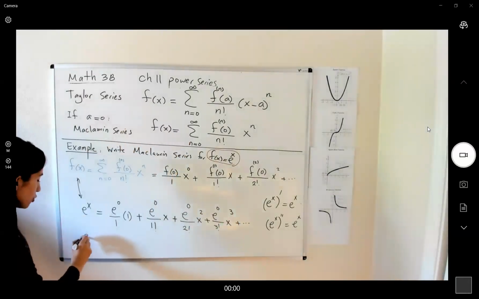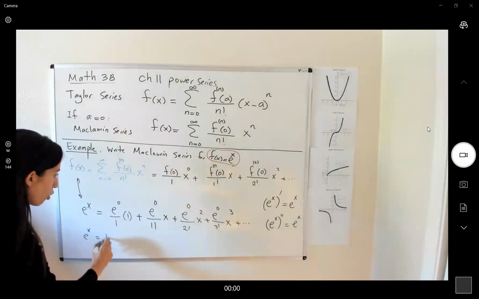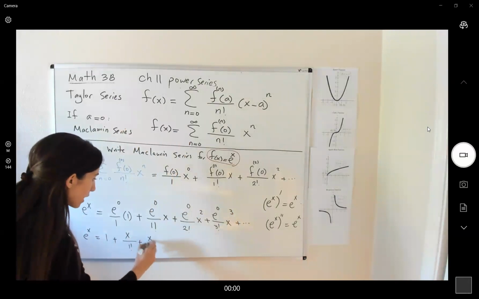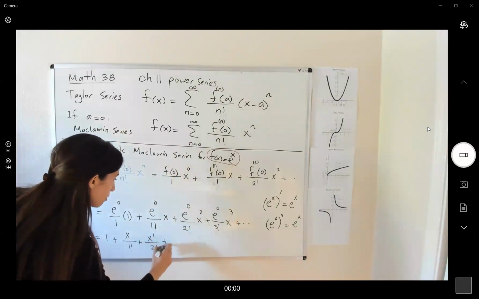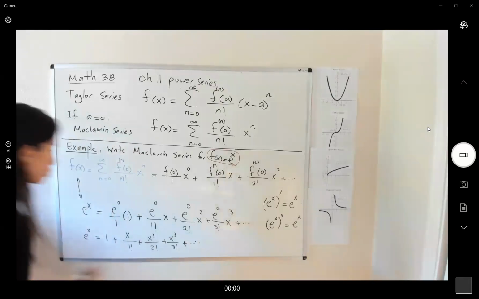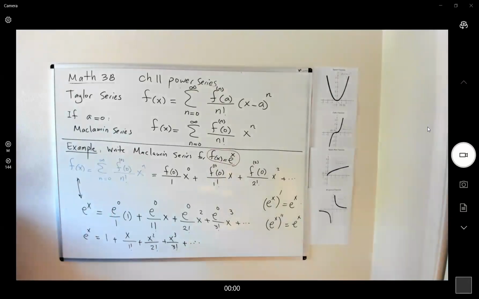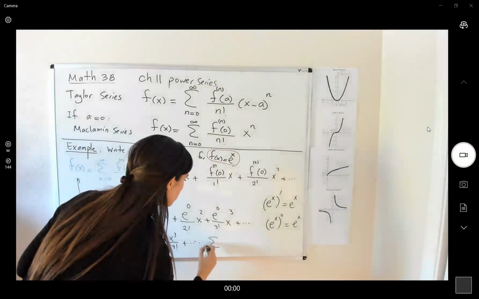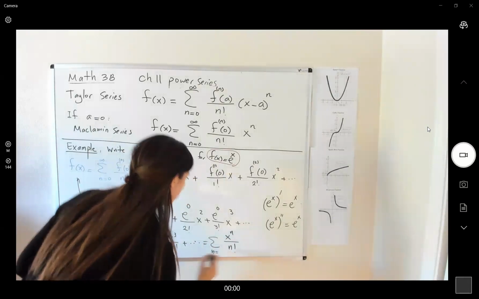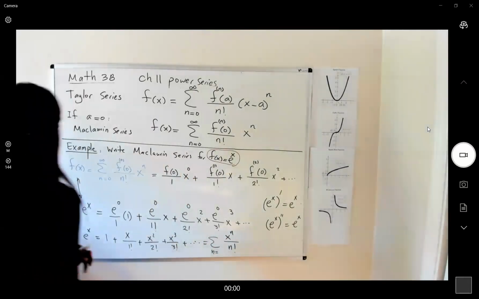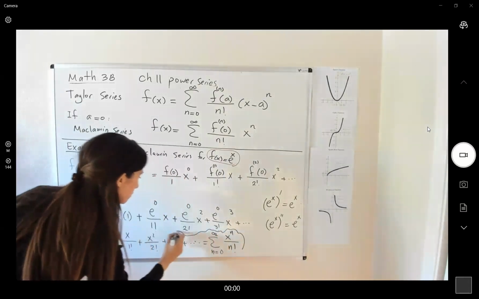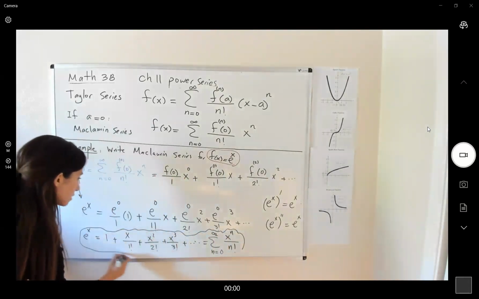So e to the x is equal to 1 plus x over 1 factorial plus x squared over 2 factorial plus x cubed over 3 factorial plus the rest of them. You can rewrite this series as the sum of x to the n over n factorial, where n starts from 0 and goes to infinity. This is your Maclaurin series.